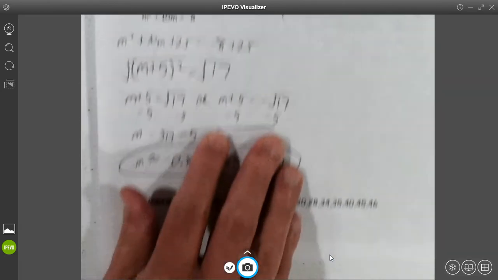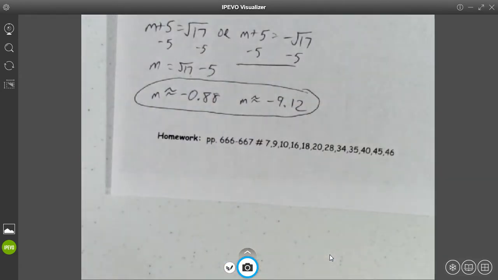Take a look at these problems in your book. I will be posting the answers here shortly and put those up on Flipgrid. If you have any questions on these, most of you have been doing a really nice job with this. If you have any questions on these or any that you don't understand, please don't hesitate to contact me.